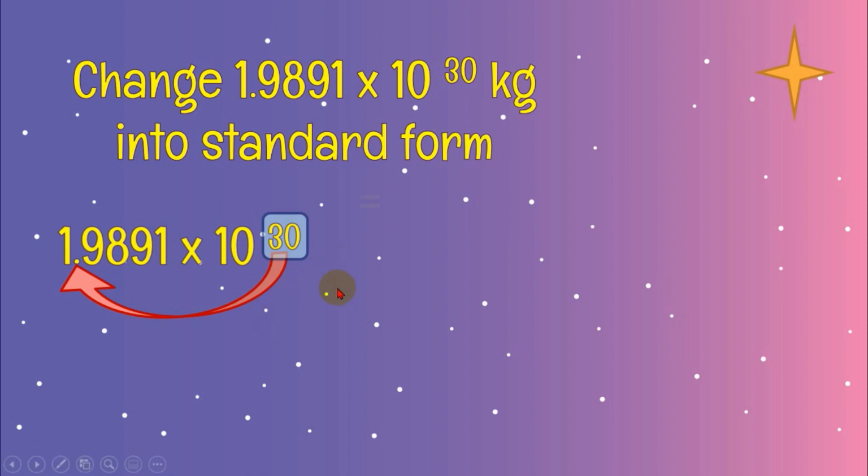Okay, so let us now move the decimal point. How do we do that? Of course, we put an equals sign, because we are looking for the standard form of the given scientific notation. Truly, this is a very large number. What we're going to do is copy 1.9891. After copying it, we move the decimal point 30 times going to the right.